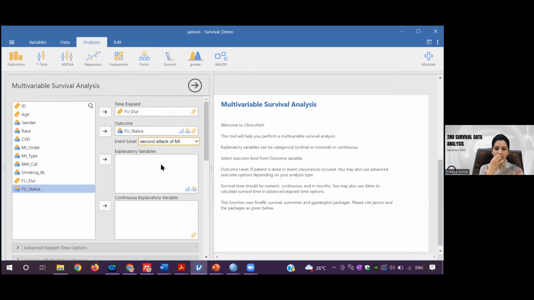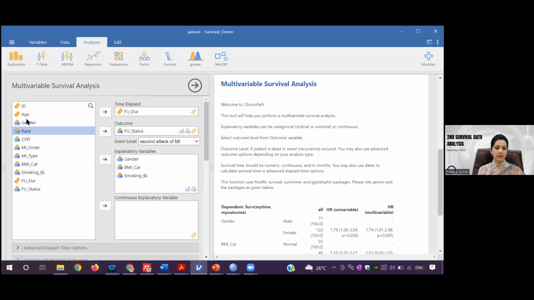Select this. Here there are two different windows for the continuous and categorical. In SPSS, you need to give the command, like which is categorical, and you used to give the reference value also. Jamovi takes the lower category as a reference by default. So I'll move gender, BMI, and smoking to the explanatory variable and age to the continuous variable.